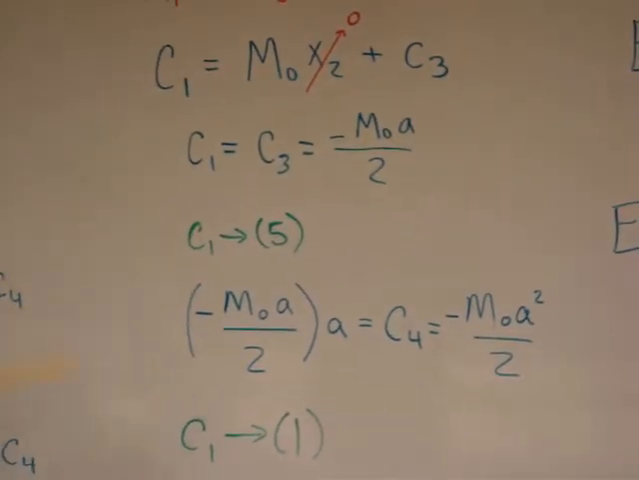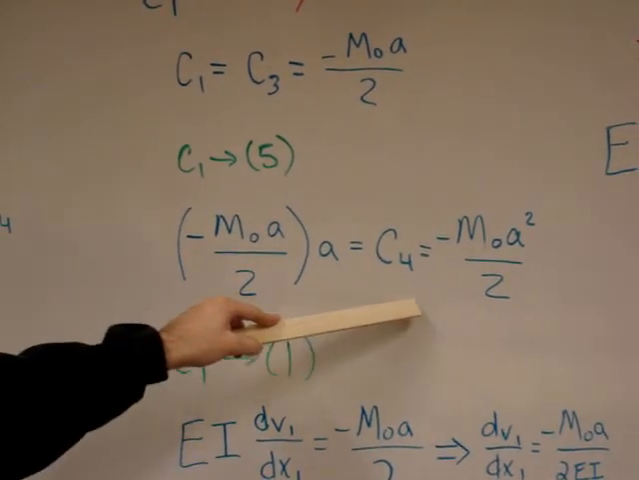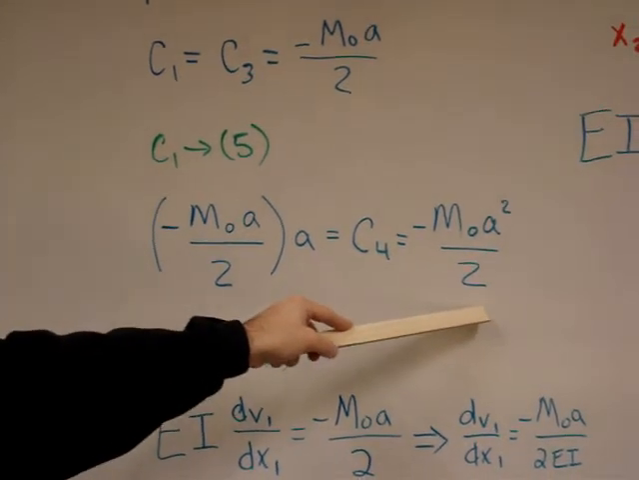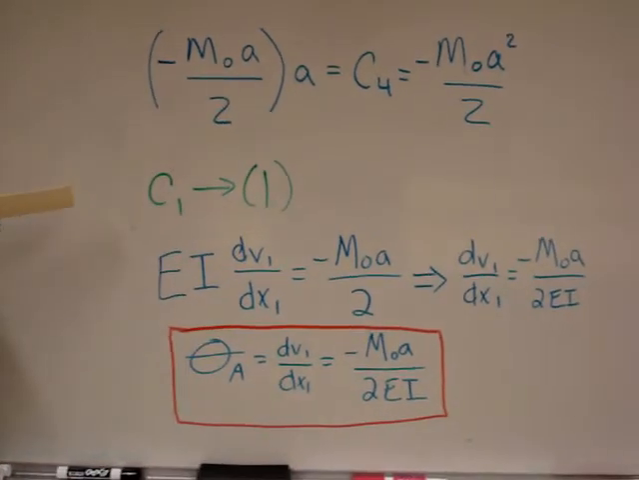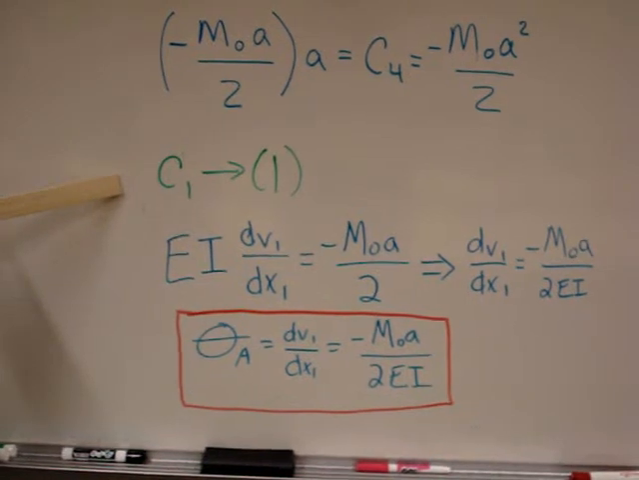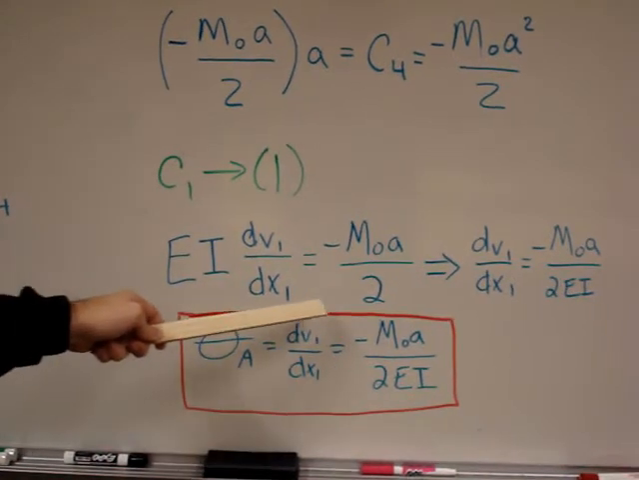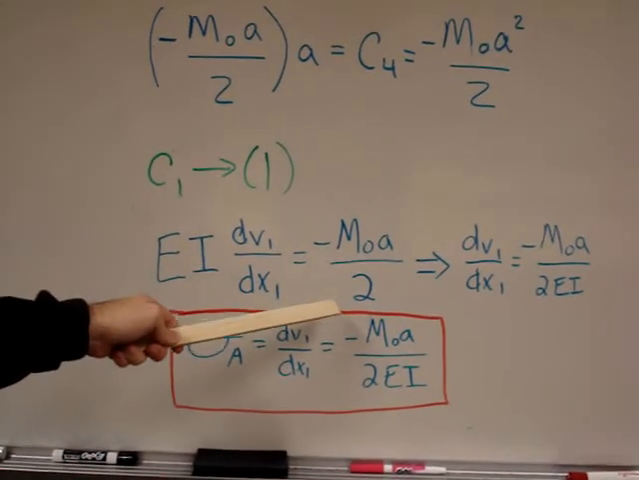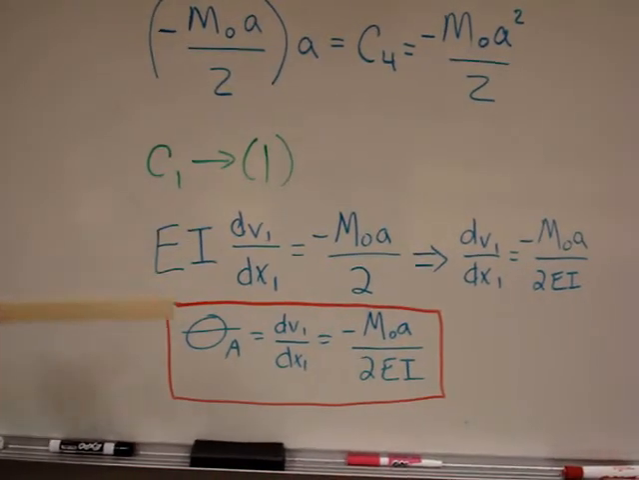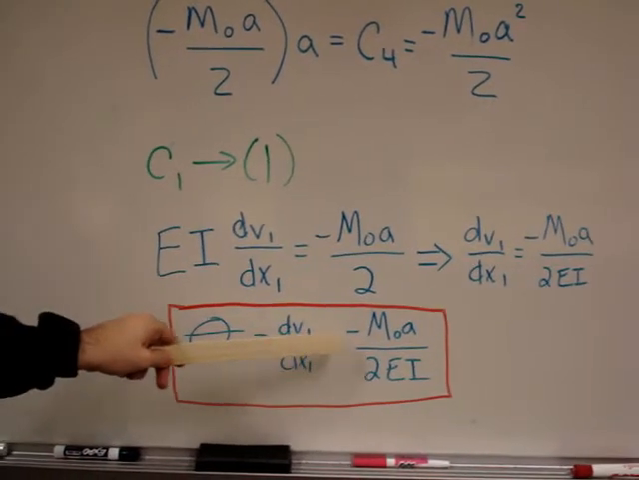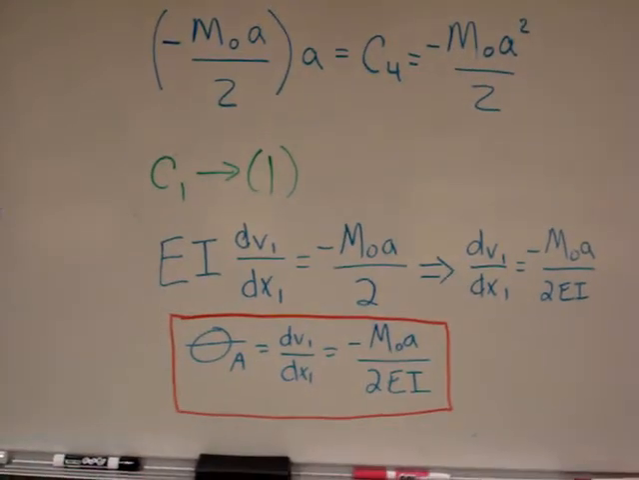Now using c1 in equation 5, which we found a little bit ago, we have c1 times a is equal to c4. We're going to solve for c4, which is negative M0 times a squared over 2. That's our c4. Now, to find our slope at A, we're going to use c1 in equation 1. So we have equation 1 right here with c1 put in, and we're going to solve for our slope. Basically divide by EI, and we get our slope is equal to negative M0 times a divided by 2 EI. That's our slope at point A.